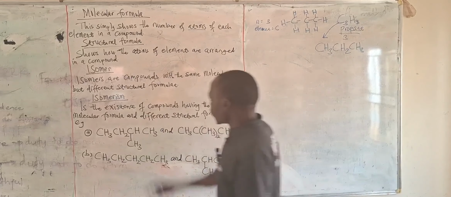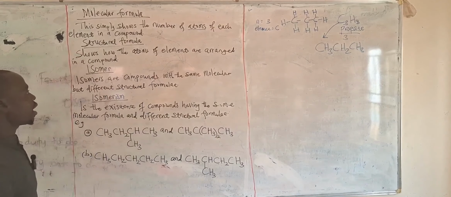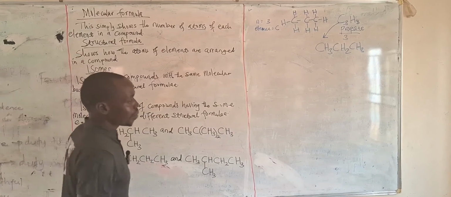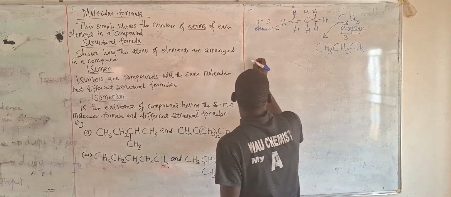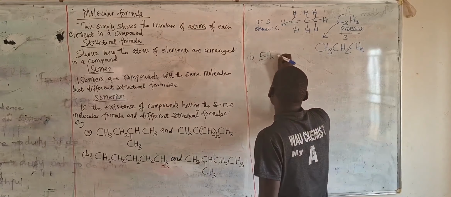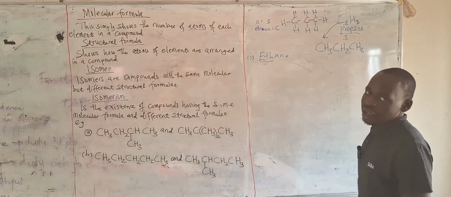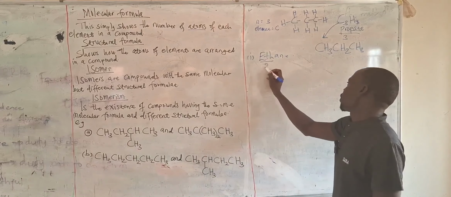So let's come to what we call the structural formula. It shows how atoms of elements are arranged in a molecule. So let's give an example of that. Let's say ethane. Ethane has how many carbon atoms? It has 2 carbon atoms.